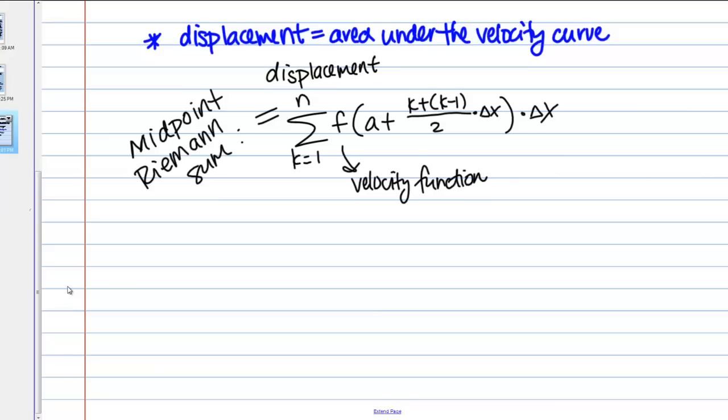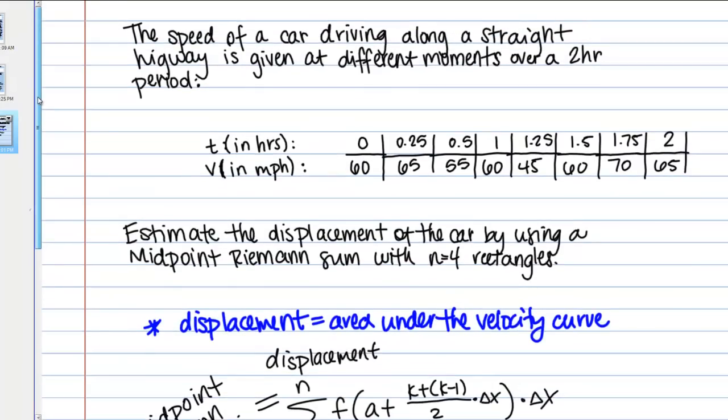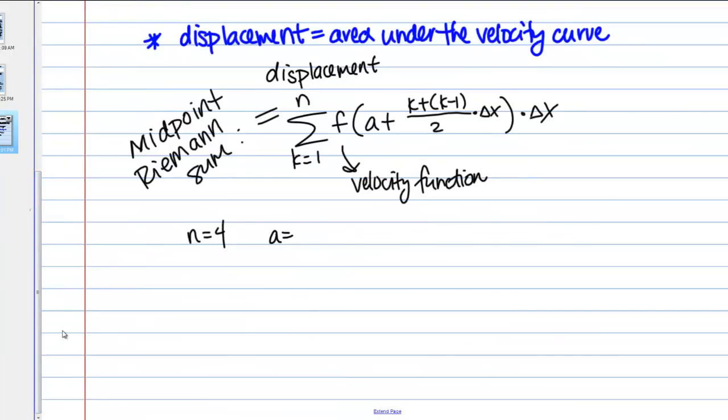Okay, so the directions say to use 4 rectangles. So n equals 4. Now we said f was going to come from the table. That's our velocity function. A is the left-hand endpoint of our region. So we're doing this over a 2-hour period. So the start is just 0, right? The left-hand endpoint is just 0. Okay, k is our index of summation. Delta x is what it always is, b minus a over n. So here we're going from 0 to 2 hours. So 2 minus 0 over 4, or 1/2.